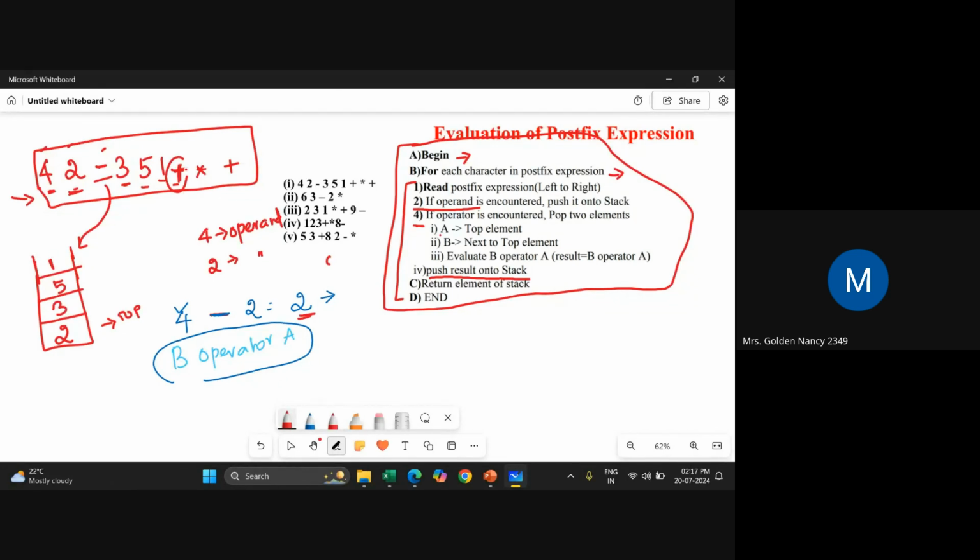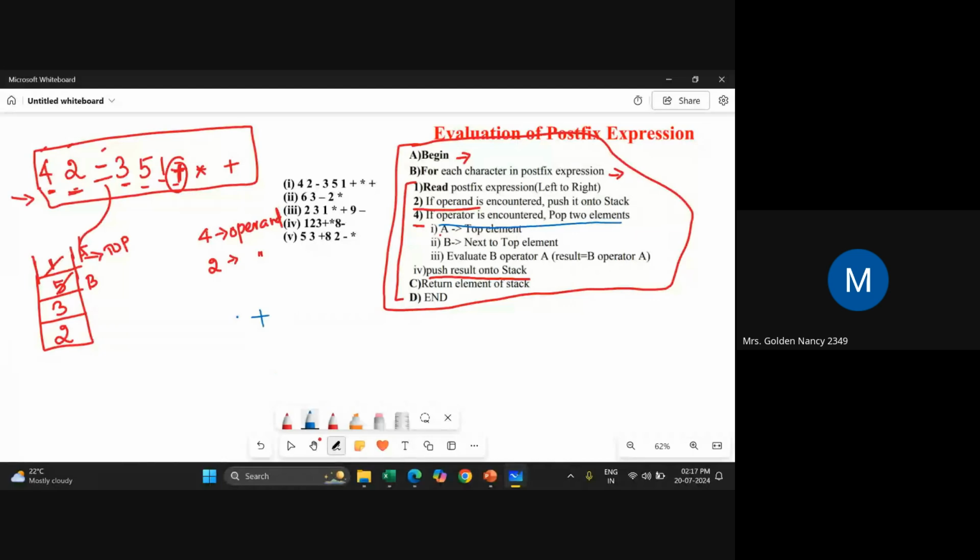Next is plus. So plus is an operator. So whenever the operator is encountered, you have to pop two elements. So I forgot to increment the top. So top will be here now. Whenever the operator is encountered, pop two elements. So I popped two elements, which will be B and A. So you have to evaluate in the terms of B operator A. So B, 5 plus 1 is equal to 6.